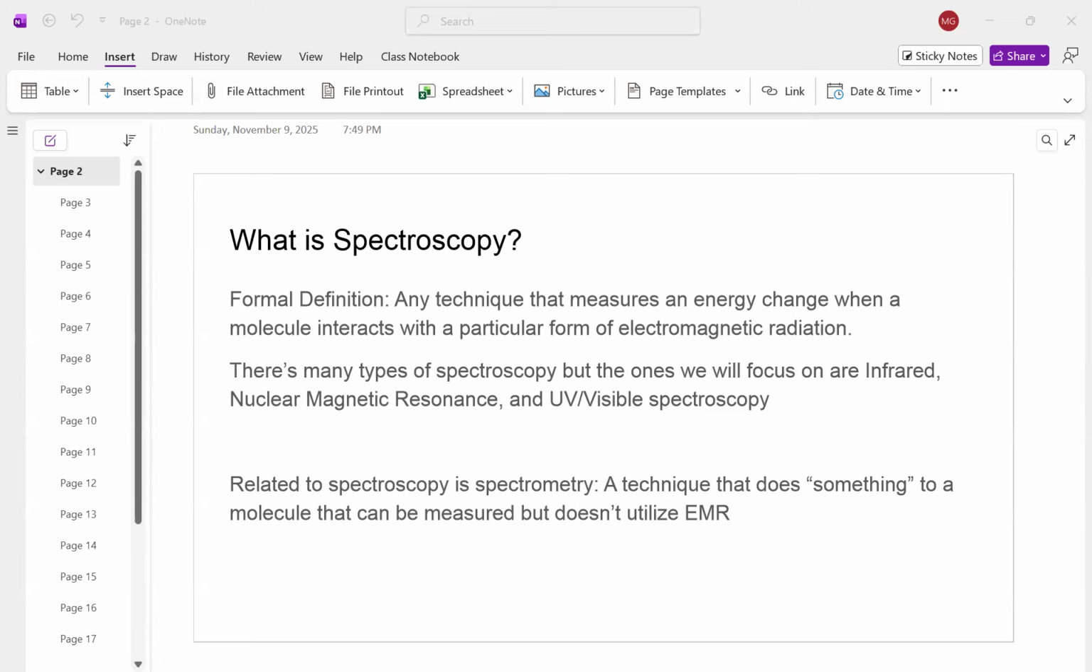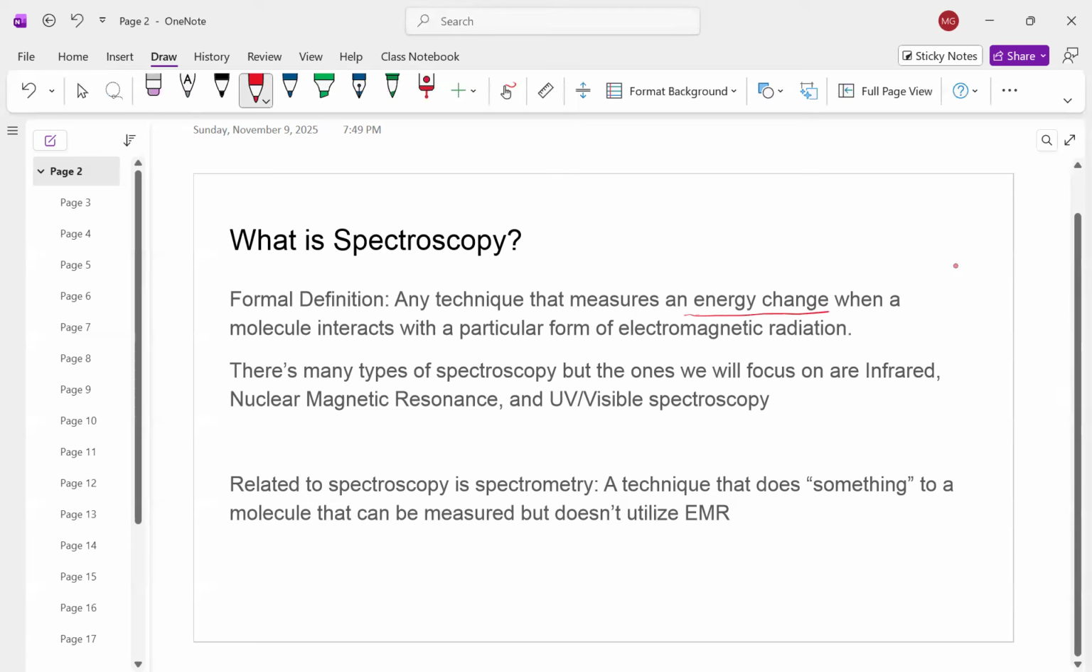And it's kind of a way to look at molecules, to actually quote unquote see molecules without actually being able to see their structure. And one of the techniques that we use to do this is known as spectroscopy. Spectroscopy is a technique that measures an energy change when a molecule interacts with a particular form of electromagnetic radiation, or what we call EMR. And so we expose a molecule to some certain form of EMR, and something about it changes. And we measure that change, and it gives us a piece of information about the structure of that compound.